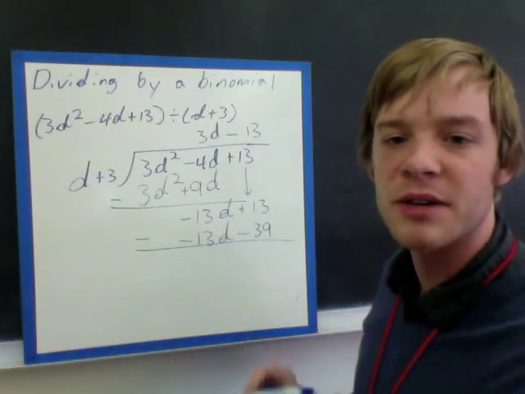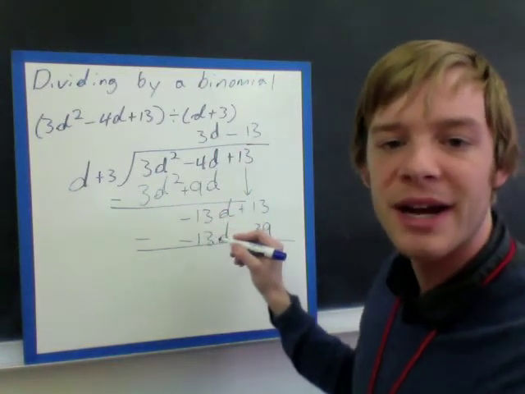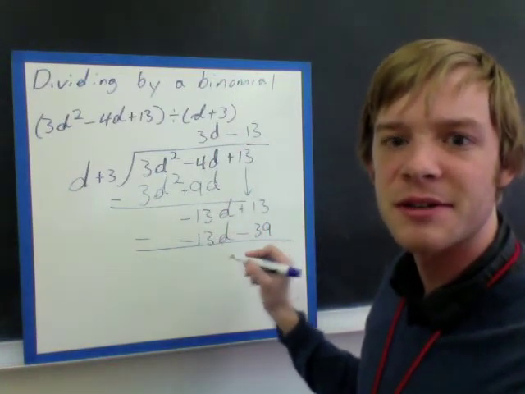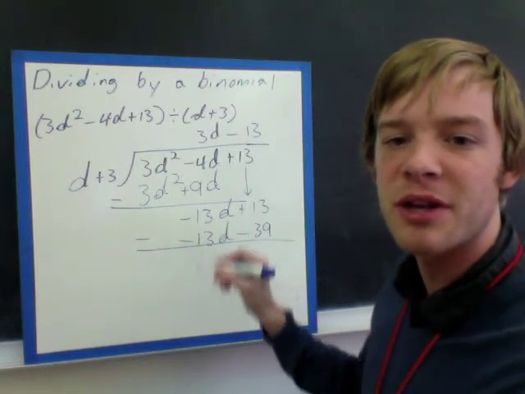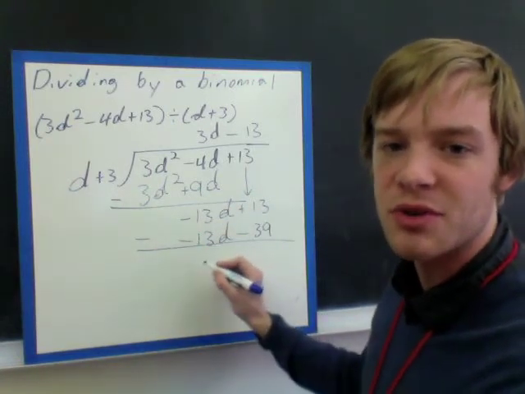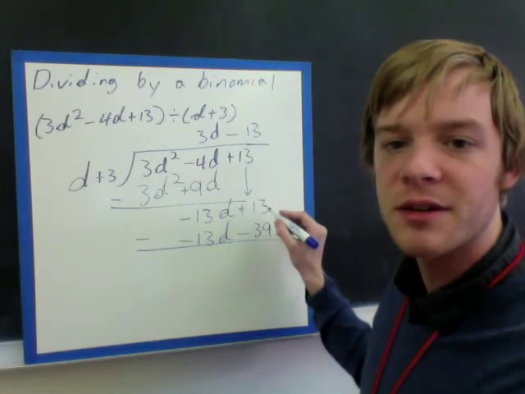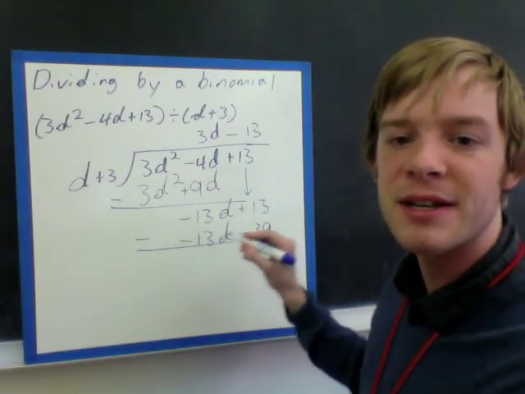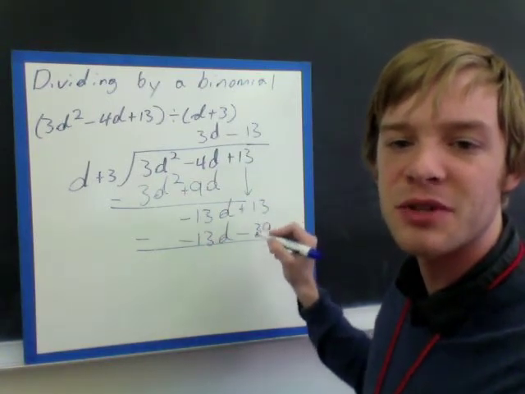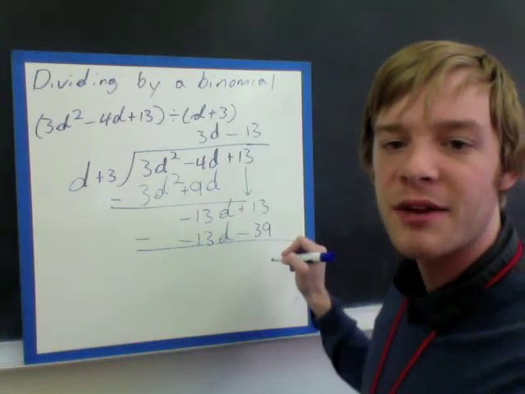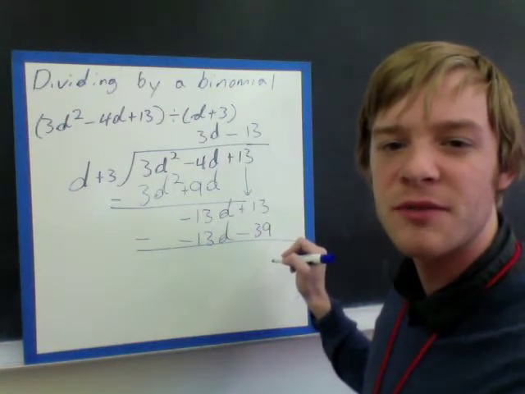And then we subtract here. So negative 13d minus negative 13d, the minus and the minus here will become a plus. Those will cancel out, so those go to 0. Over here, 13 minus negative 39 becomes 13 plus 39. And 13 plus 39 should be 52.